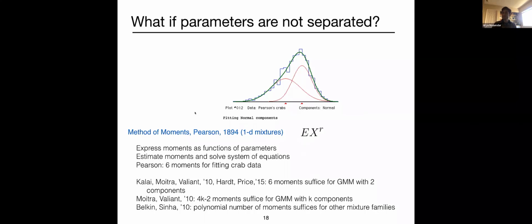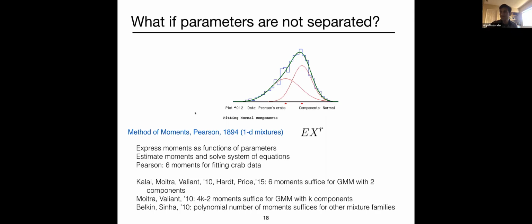Pearson basically showed that you can go up to six empirical moments to fit this crab data and estimate the parameters of the two-component Gaussians. This method of moments is good when you do not have separation between the means. And 125 years later, Kalai, Moitra, Valiant, and Hardt and Price showed that six moments suffice for general Gaussian mixtures with two components.